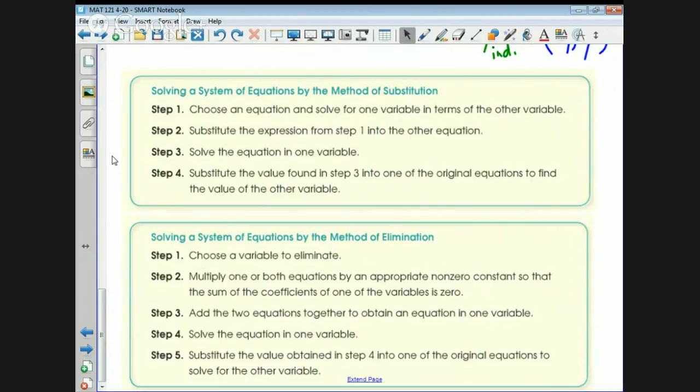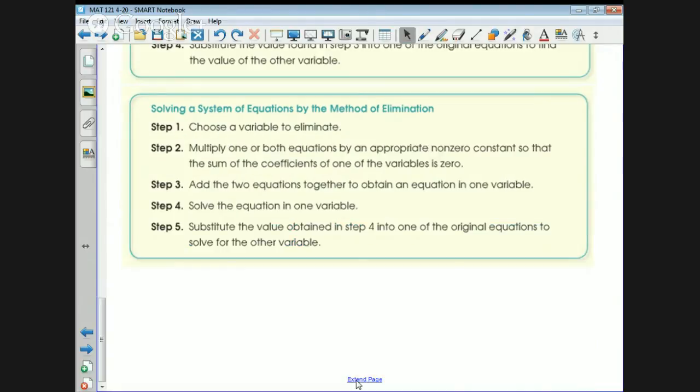With substitution, you choose an equation and solve for one variable in terms of the other variable. And you substitute the expression from step 1 into the other equation. And then you solve the equation in one variable. And then you substitute that value found in step 3 into one of the original equations to find the value of the other variable. Now we'll illustrate this as we go through problems so that you can see that.